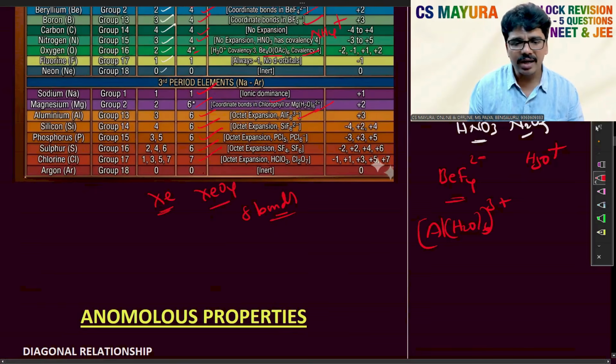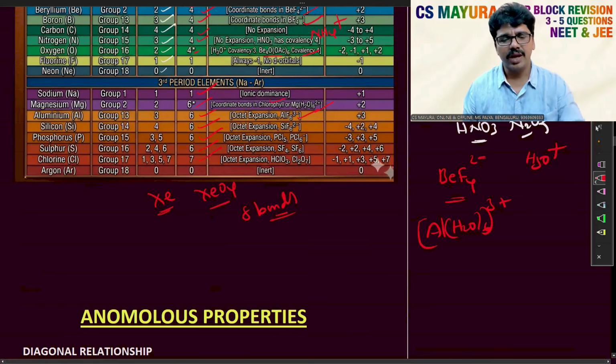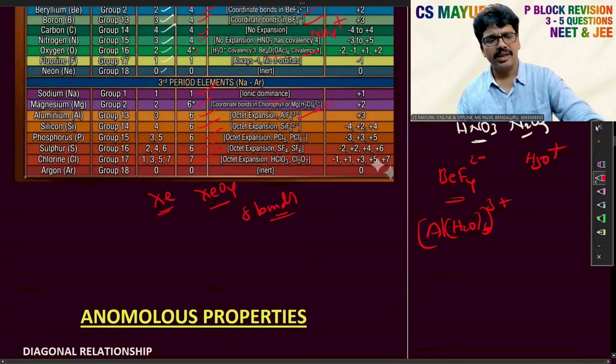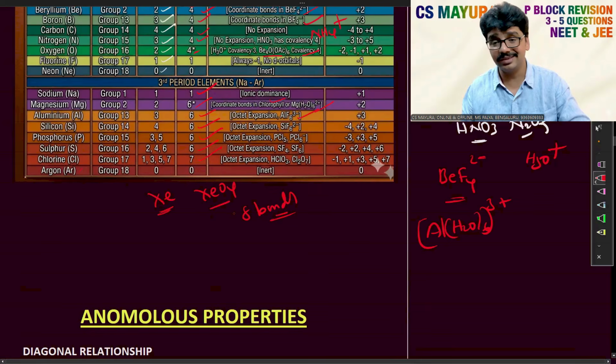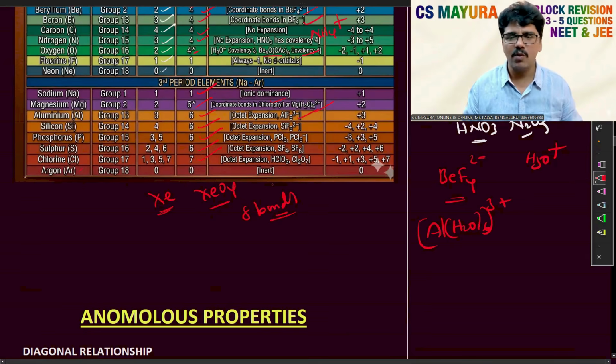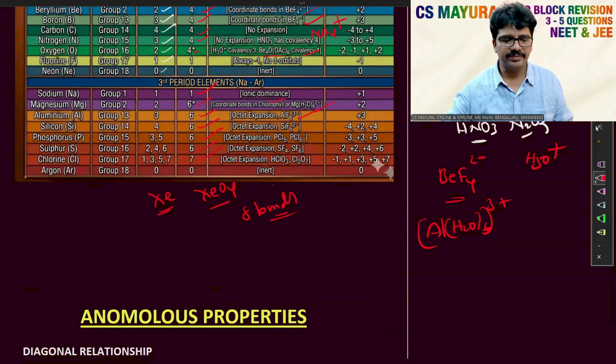So for argon it is 0. As we are discussing third period elements, the third period noble gas element is argon. Argon's maximum covalency is 0. But if I consider xenon, it can form 8 bonds in XeO4, so its maximum covalency is 8. So this is about covalency. Oxidation states you can calculate mathematically.